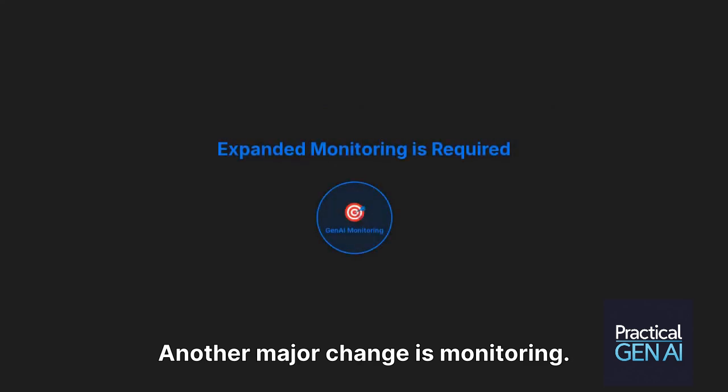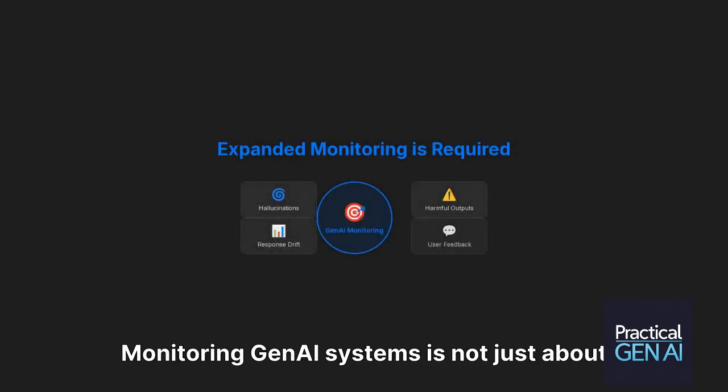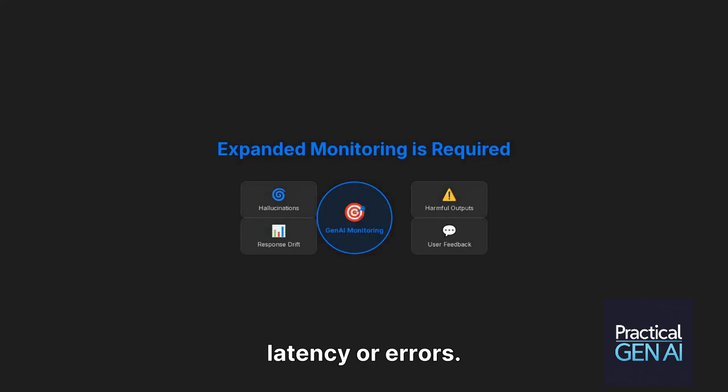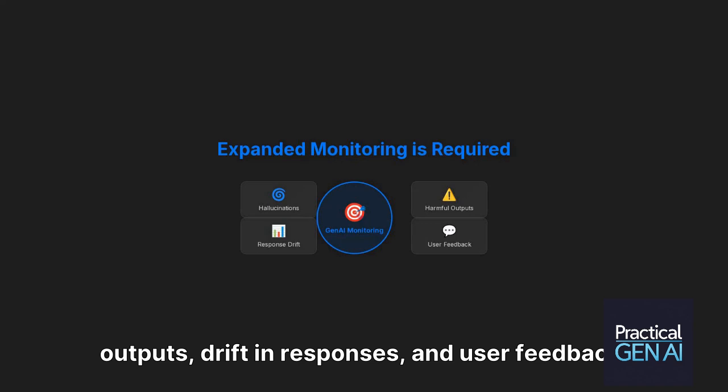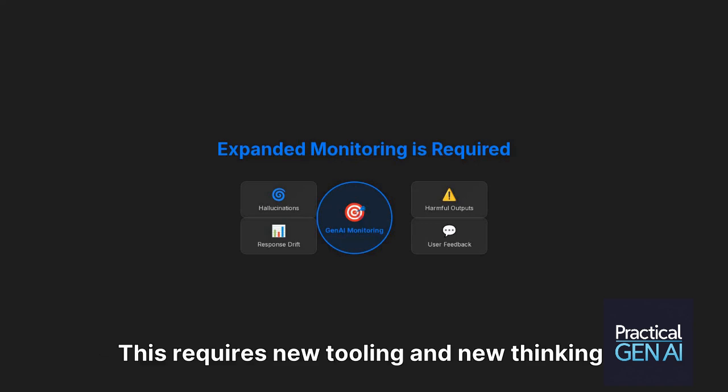Another major change is monitoring. Monitoring GenAI systems is not just about latency or errors. You also need to monitor hallucinations, harmful outputs, drift in responses, and user feedback. This requires new tooling and new thinking.